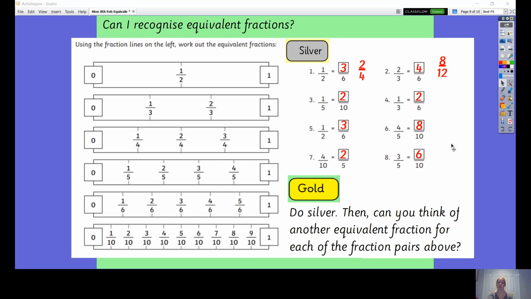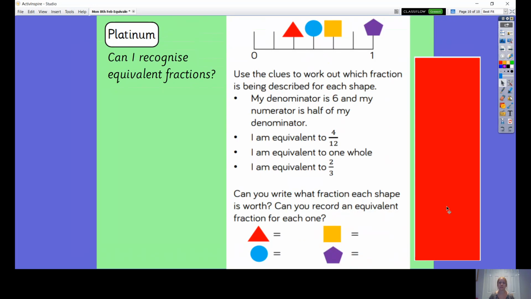Okay, if you're not sure, then you can send me a little picture on Dojo, try and get a nice close-up picture, and I can check them if you aren't sure yourself. Okay, right, and then we can move on, if you're being brave, to platinum. So here's the platinum task. I'll leave you to read it through yourself and pause it and have a go, and then you can press play again when you're ready, when you think you're done, and I'll show you the answers.